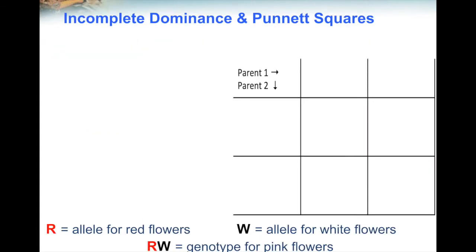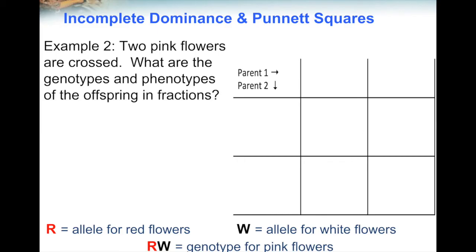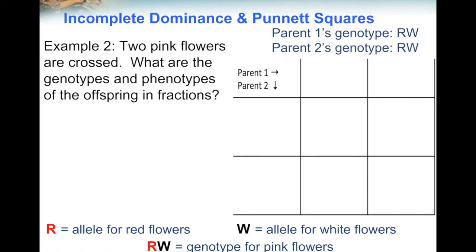So let's do another example. So here we have two pink flowers and they're crossed. The question is, what are the genotypes and phenotypes of the offspring? And this time I'm only asking for fractions. I don't want percents. So remember, now the parents are pink. And we said pink flowers would be represented as RW. So parent 1's genotype is RW. The other parent's genotype is also RW.